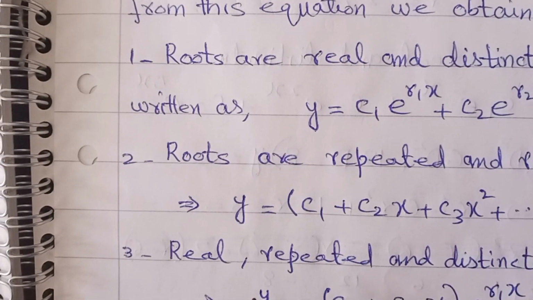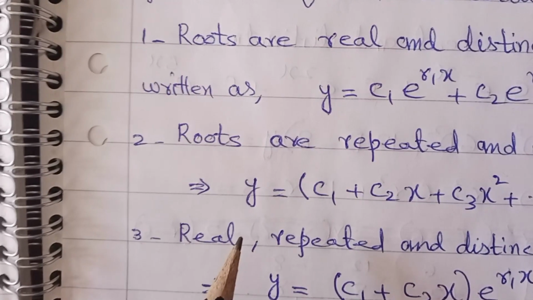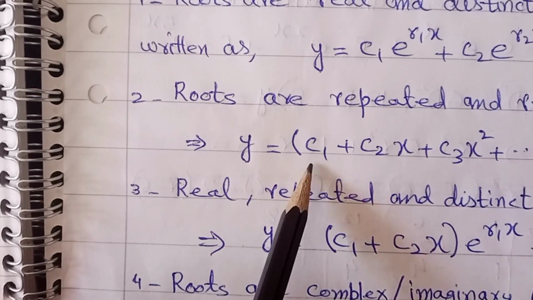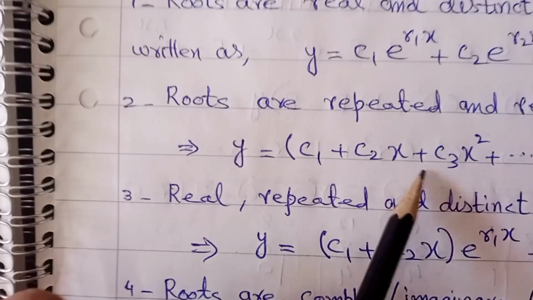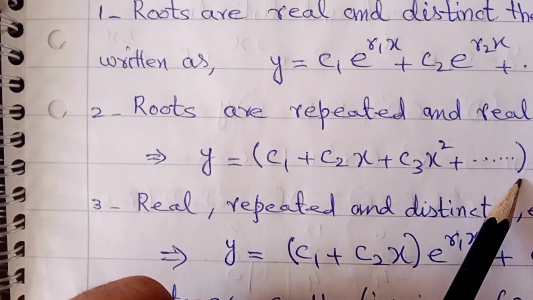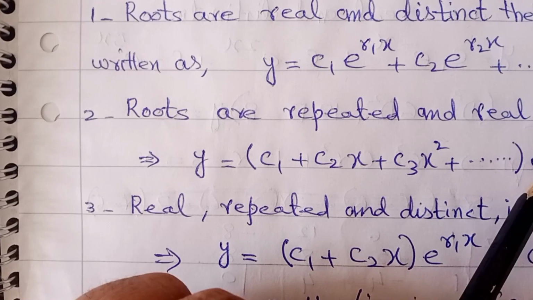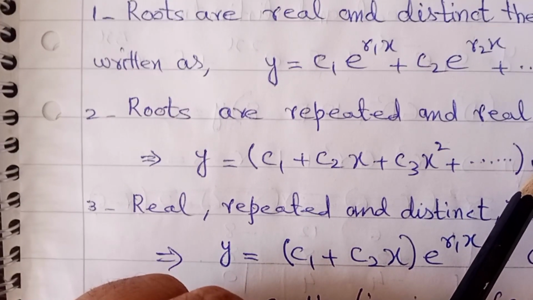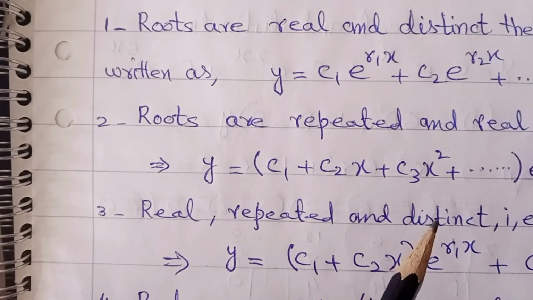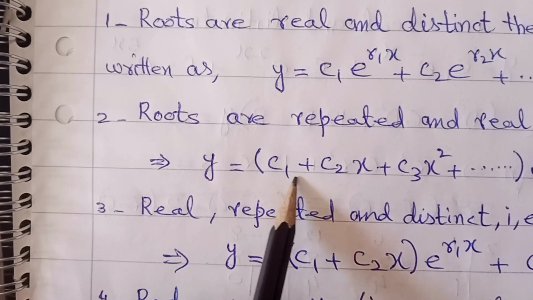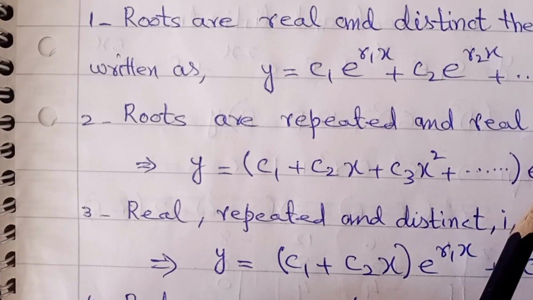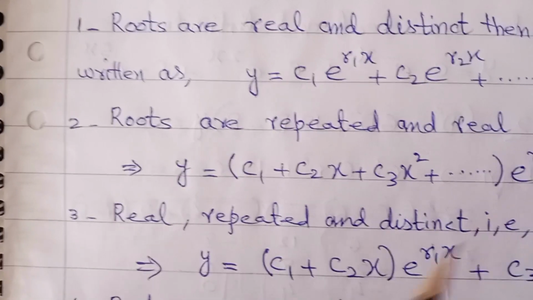When the roots are repeated, you can write the solution of the differential equation for the repeated roots as y is equal to c1 plus c2x plus c3x square and so on, into exponential rx. What is r? r is the repeated root, so you write a polynomial with increasing powers of x, multiplied by the exponential with the root.